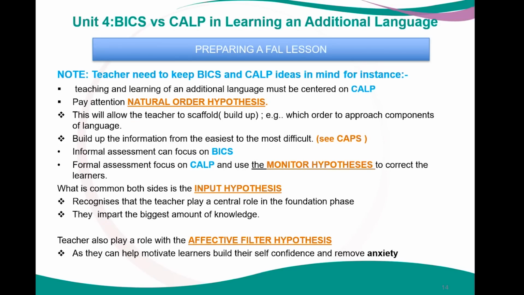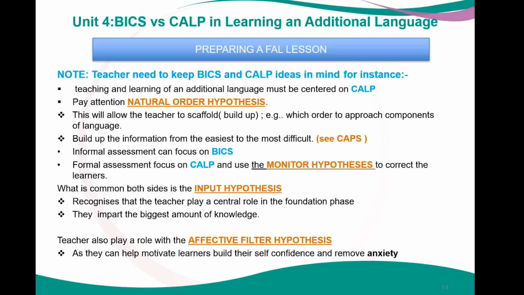Here is another one about Biggs versus Carp, preparing a FAL lesson. Teachers need to keep Biggs and Carp ideas in mind, for instance, because they say you must use both in the classroom. Teaching and learning an additional language must be centered on CALP. And he says you must pay attention to natural order hypothesis. What is your understanding about natural order hypothesis?